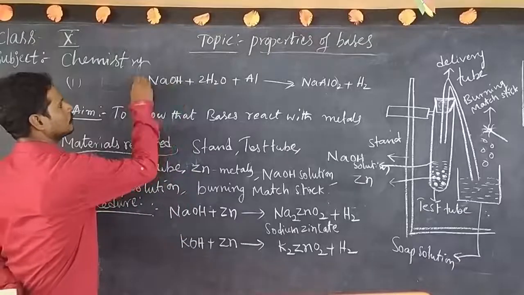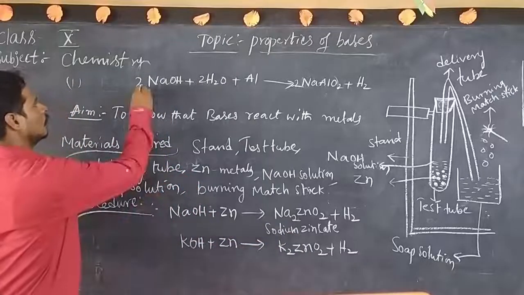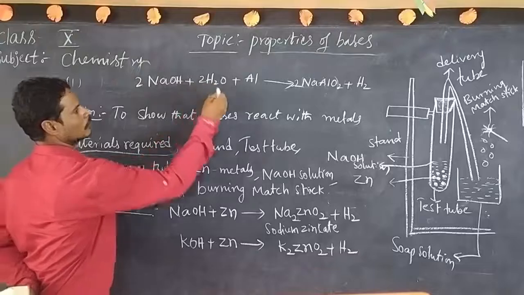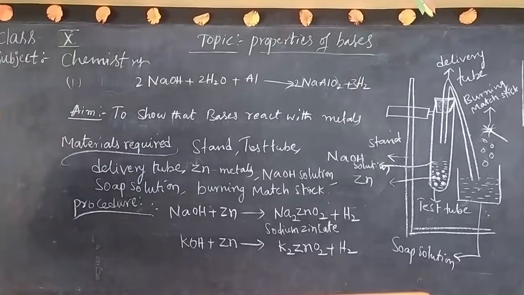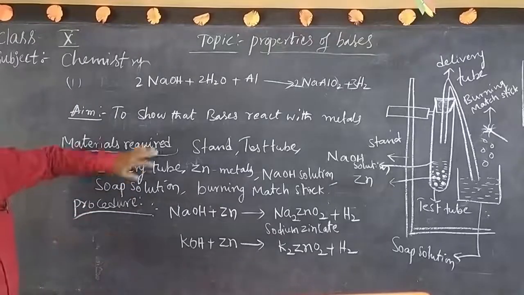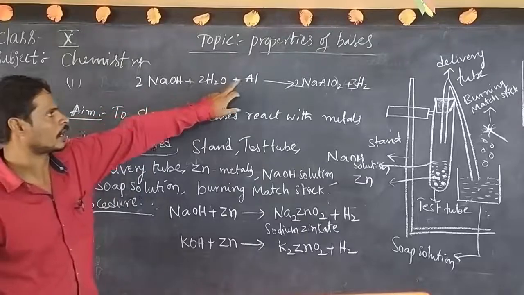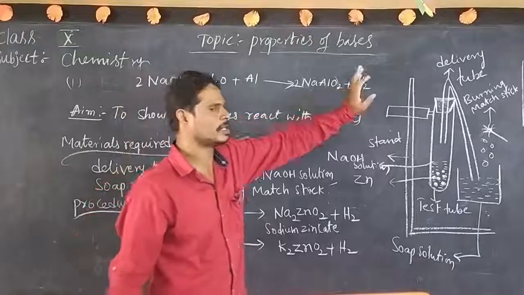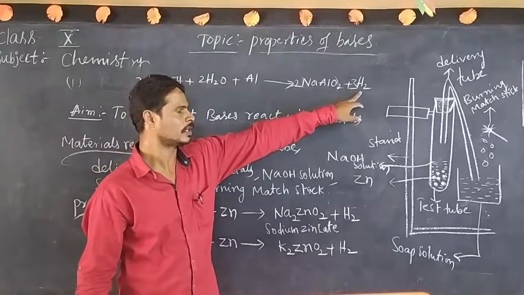Here, 2 and 2 are here, 2 is there, here 4. Now balance the equation. So here, sodium hydroxide reacts with water as well as aluminum, and we get sodium aluminate and liberation of H2 gas. Here also we get the same gas.